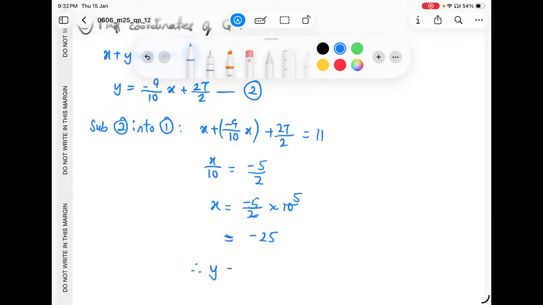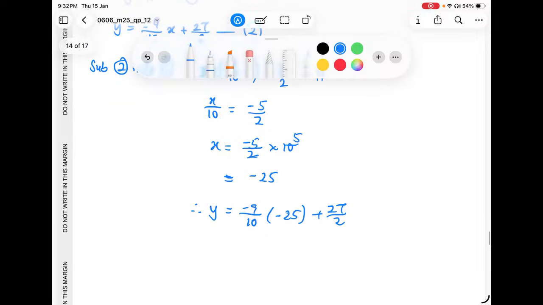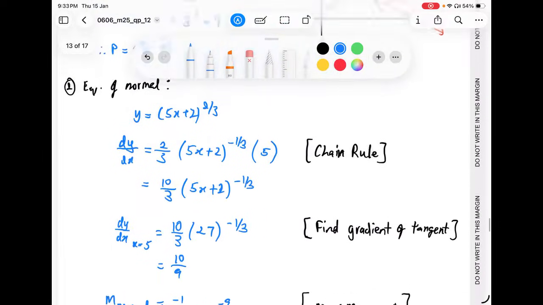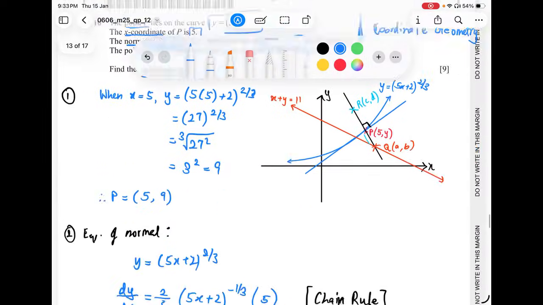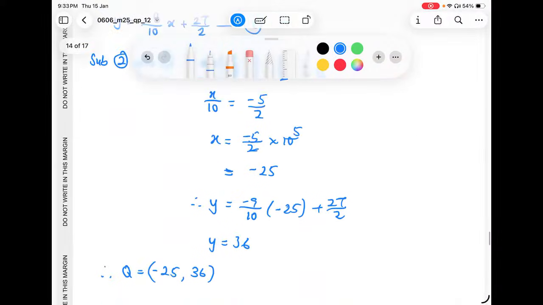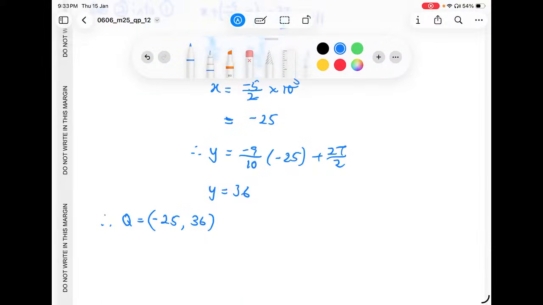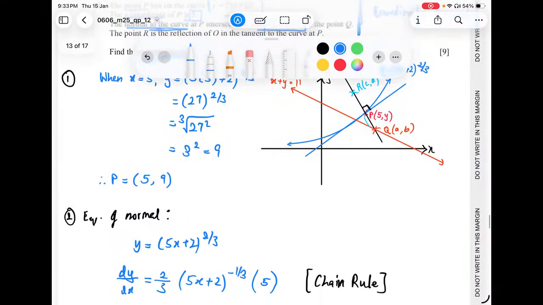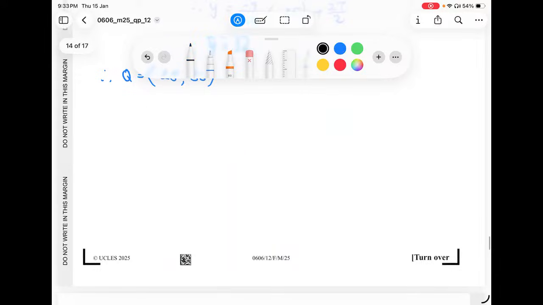So then the y coordinate, you just substitute the x into the equation: negative 9 by 10 times negative 25 plus 27 by 2. You will get y is equal to 36. So therefore the coordinates of Q are negative 25, 36. So P is 5, 9 and Q is negative 25, 36. Now you need to find the reflection R. How do you do that? Find the coordinates of R. So that's your last step.